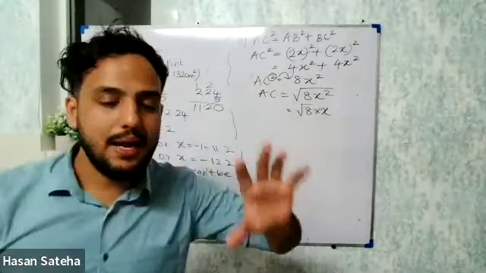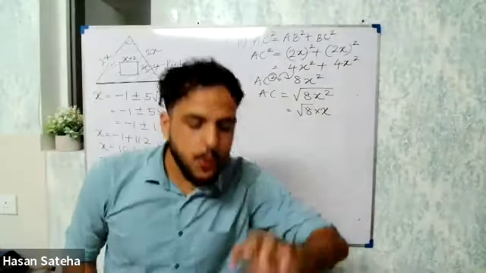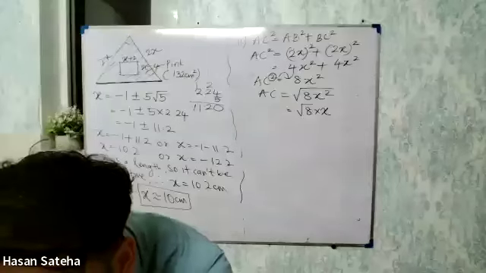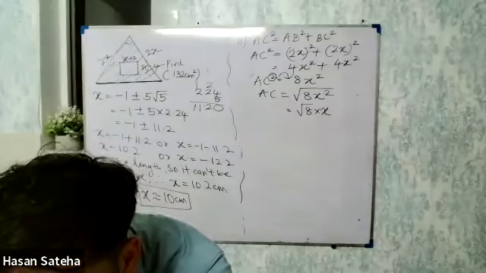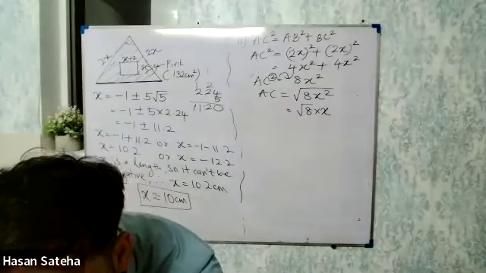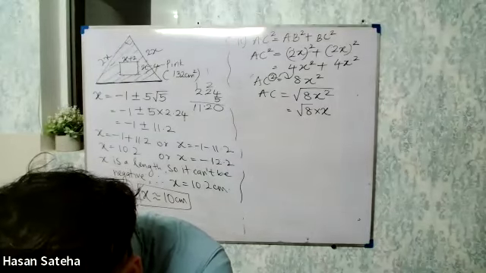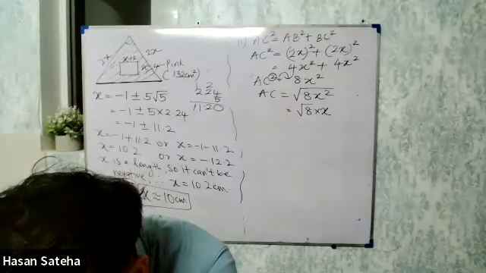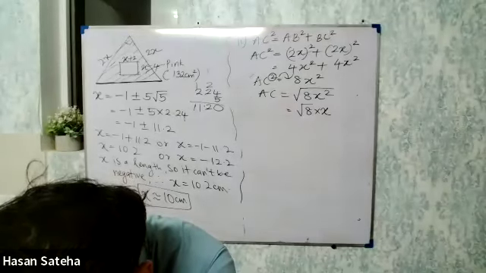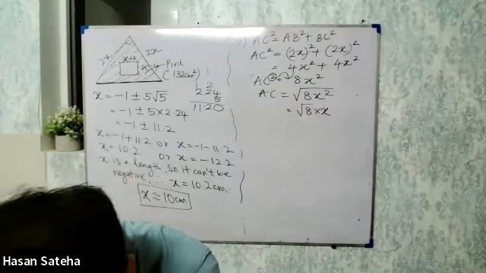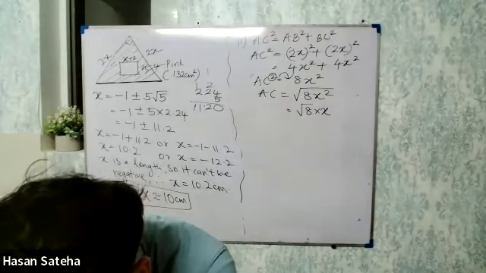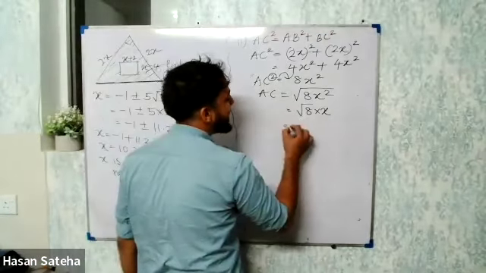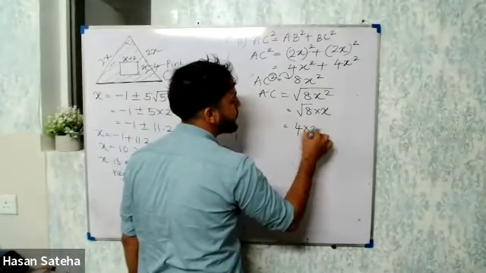So 8, you can write it as a perfect square into a surd. Can someone tell me, how do you write 8 as a perfect square into a surd? What is the perfect square? What is the surd? What into what will give you 8? One of them should be a perfect square. 2 into 4, 4 into 2. Right, good. So we can write 8 as 4 into 2.